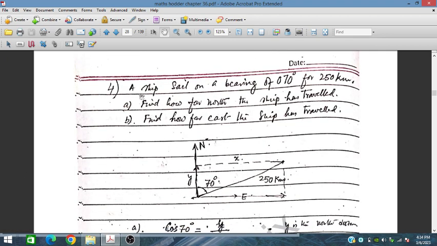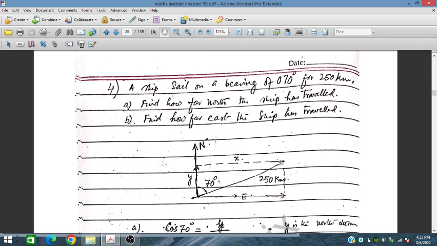And question number 4. A ship sails on a bearing of 70 degrees. The ship is here with the bearing angle of 70 degrees for 250 kilometers. So the distance is this much, 250 kilometers. How far north has the ship traveled?